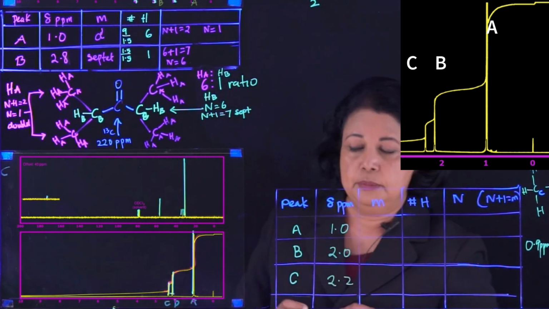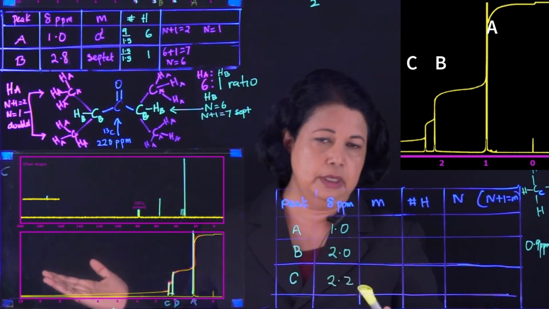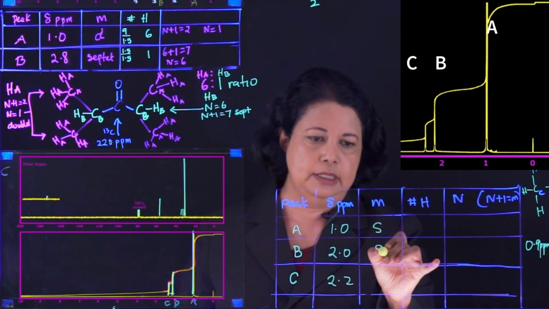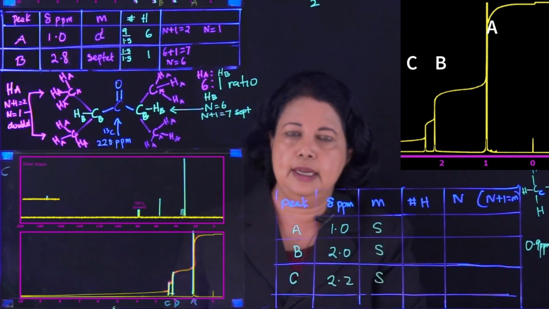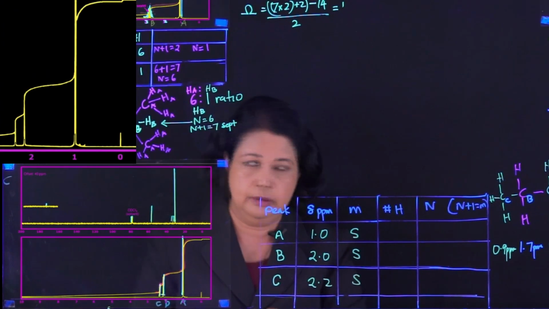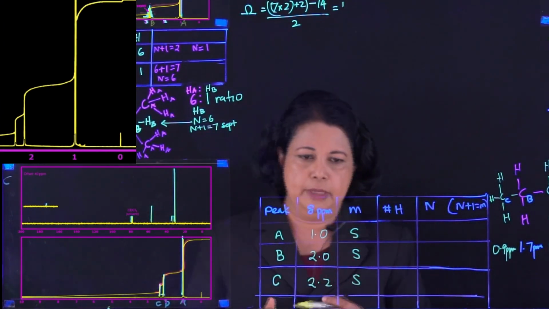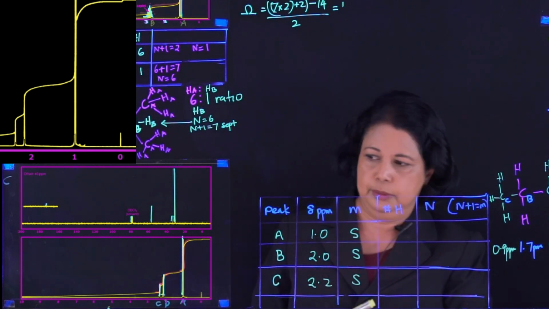And let's look at the multiplicity. Pretty much nothing. We just have singlet, singlet, singlet. That means none of these guys have any neighbors. They want to be all on their own on some mountain top doing their own thing. They don't want to be bothered by other hydrogens next door.